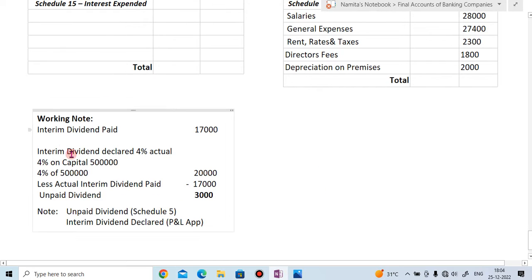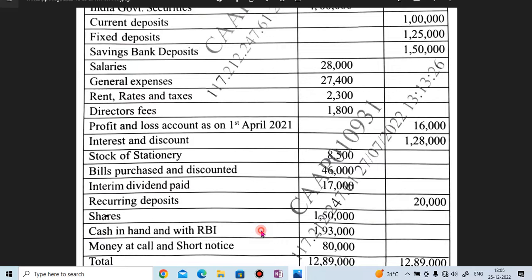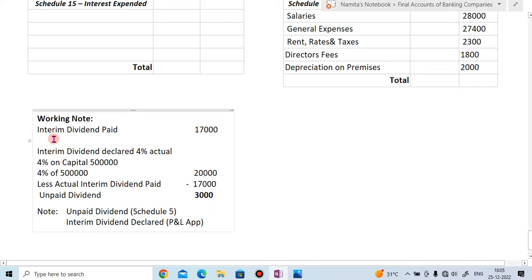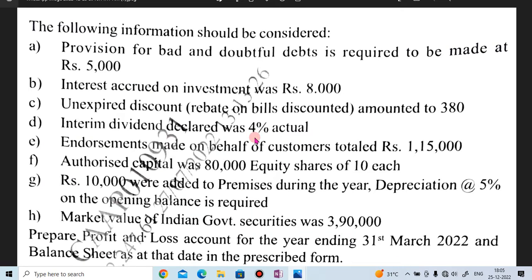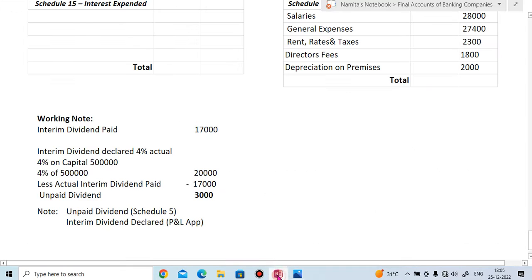Now see here in the working note, interim dividend paid. How much actual dividend is paid in the trial balance? It is given how much? 17,000, okay. So right here interim dividend paid 17,000. Now interim dividend declared in the adjustment, how much is declared? 4% is declared, okay. So interim dividend declared 4% actual. So 4% on what?